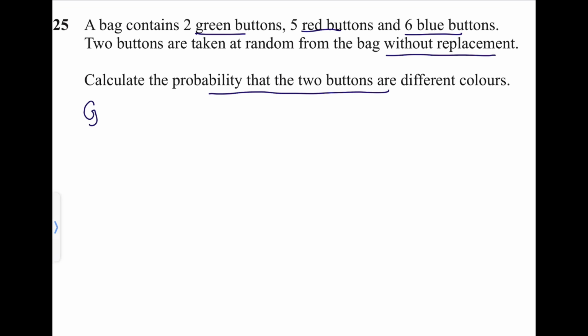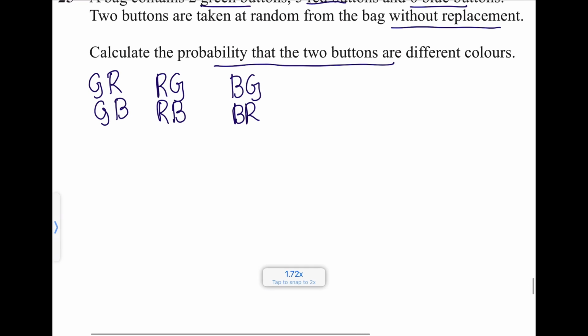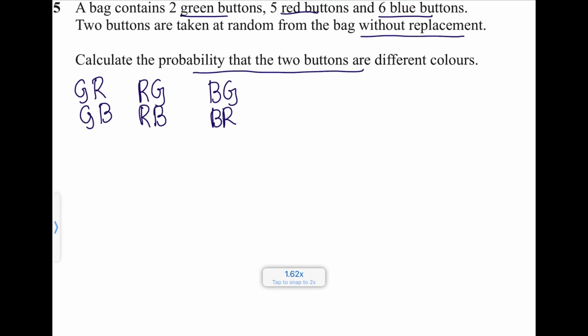So you could take green and then red, you could take green and then blue, you could take red and then green, you could take red and then blue, and you could take blue and then green, and you could take blue and then red. So then we just need to find the probabilities of each of them and add them together.